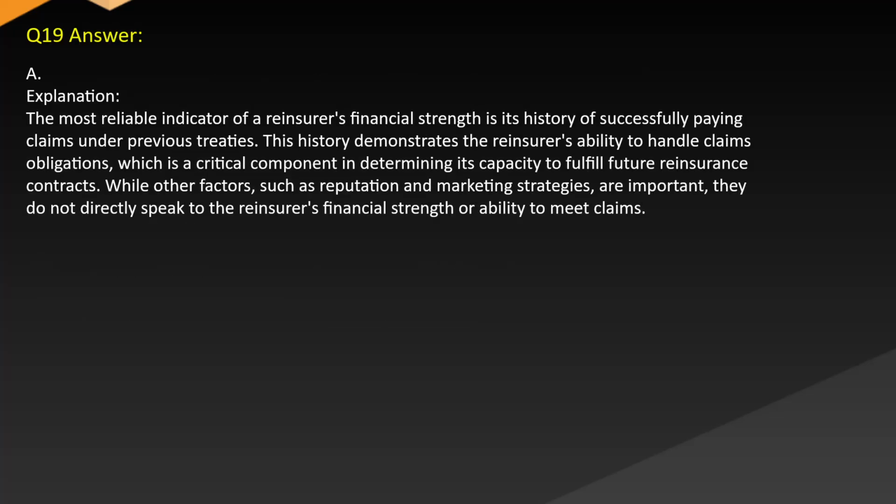Answer A. Explanation. The most reliable indicator of a reinsurer's financial strength is its history of successfully paying claims under previous treaties. This history demonstrates the reinsurer's ability to handle claims obligations, which is a critical component in determining its capacity to fulfill future reinsurance contracts. While other factors, such as reputation and marketing strategies, are important, they do not directly speak to the reinsurer's financial strength or ability to meet claims.